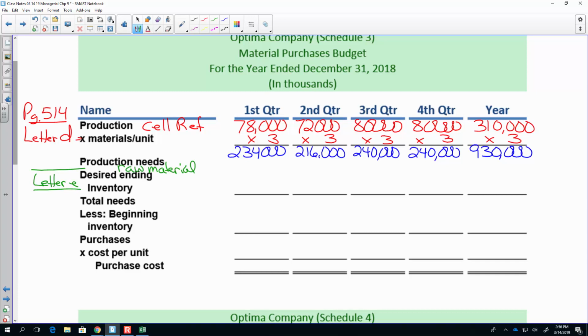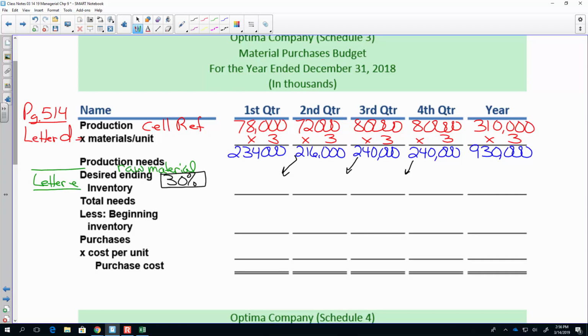So I'm going to put a box here. I am going to use 30%. That's not what I'm saying. But I'm basing it upon next quarter's production needs. For whatever reason on this problem and this problem only, they think it should be based on next quarter's sales. I'm not doing that. All right? So here we go. 30.